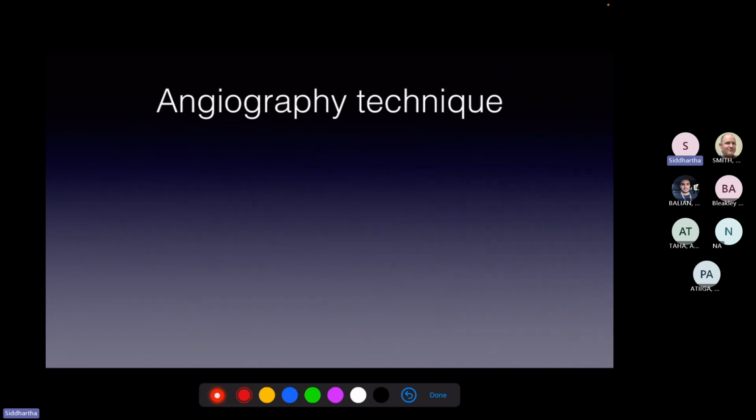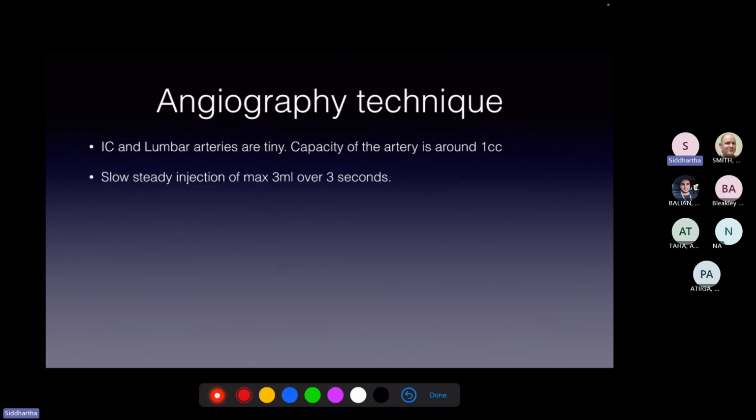So intercostal and lumbar arteries are very tiny. The capacity of the artery is around 1 ml only. So you cannot inject more. If you inject more, it all refluxes back into the aorta, and then it just causes confusion. You see many other levels coming. So we have to inject very slowly. We inject a maximum of 3 ml over 3 seconds. So none of my spinal injections take more than 3 ml, even if I think there is something. So I go very slow and very steady, and I inject that.